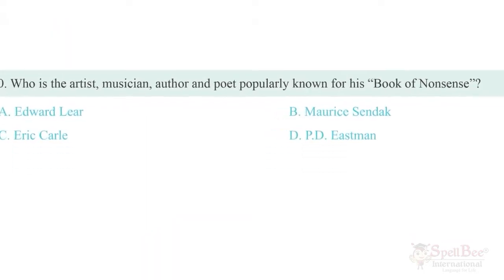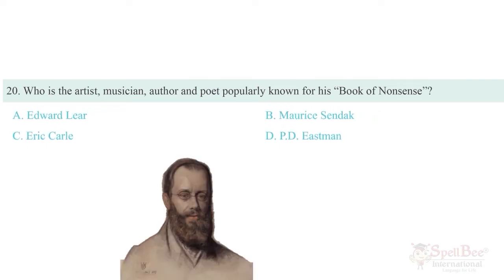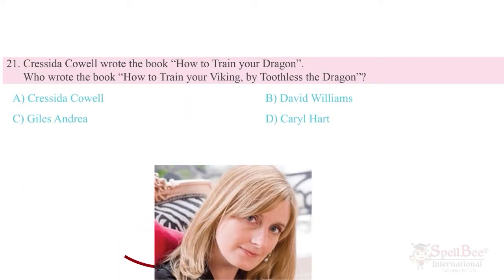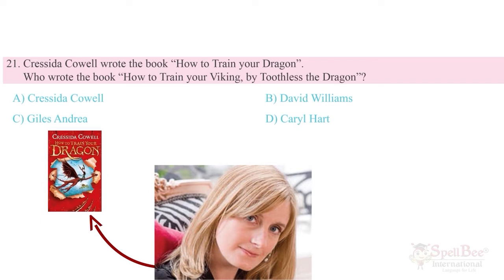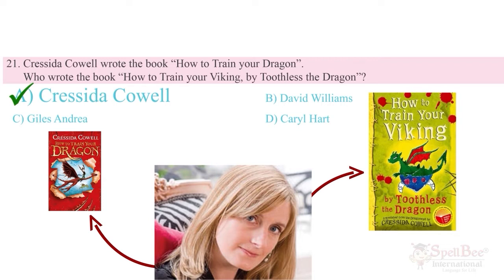Who is the artist, musician, author, and poet popularly known for his Book of Nonsense? The answer is Edward Lear. And Cressida Cowell wrote the book How to Train Your Dragon. That's from the Vikings' perspective. Who wrote the book How to Train Your Viking, by Toothless the Dragon, from the dragon's perspective? It's Cressida Cowell again. That's also a good book.